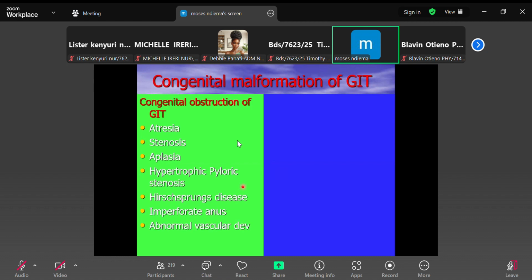Then we have the imperforate anus I've talked about, failure of the anal membrane to disappear. A cloacal membrane usually will have been divided into the anal membrane and then the urogenital sinus membrane. So if the anal membrane fails to disappear, undergo apoptosis, and persists, then we refer to that as imperforate anus. And then usually abnormal vascular development, where you might have excessive branches or fewer branches within the digestive tract.